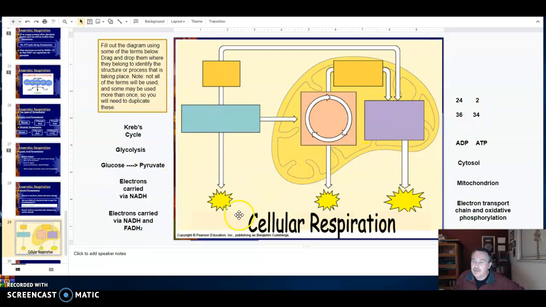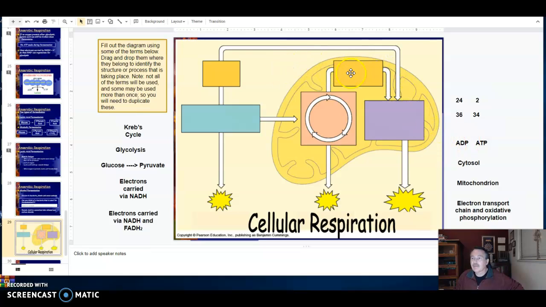Plus, you're going to have some of these little burst things down here. You've got the numbers 24, 2, 36, and 34. Again, some of these you're going to use, some of them you're not. Some of them you're going to use twice, and so you'll have to duplicate the numbers.